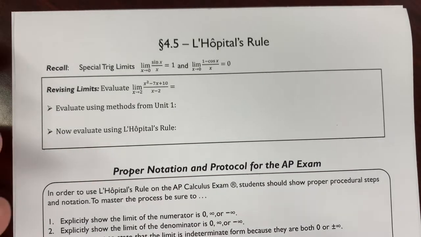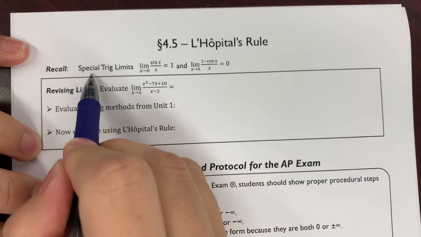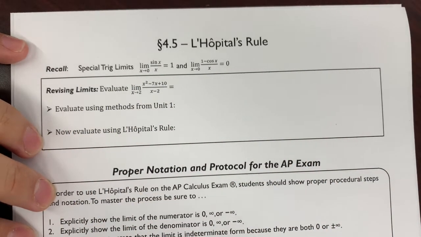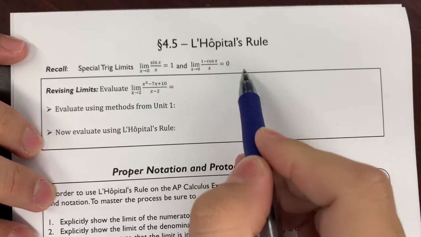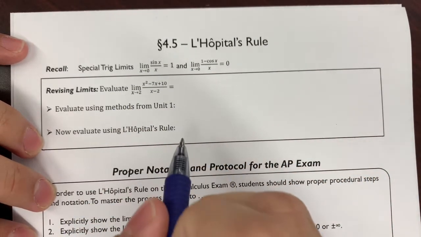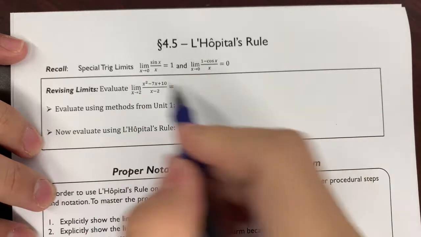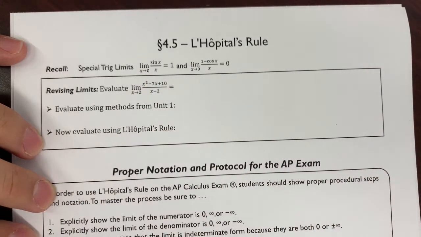Something you should recall is some of the special trig limits: the limit as x approaches 0 of sine of x over x equals 1, and the limit as x approaches 0 of 1 minus cosine of x over x is equal to 0. Yes, I did say in the past that these are formulas you need to memorize for the test, but you will actually be able to prove these two using L'Hopital's rule.